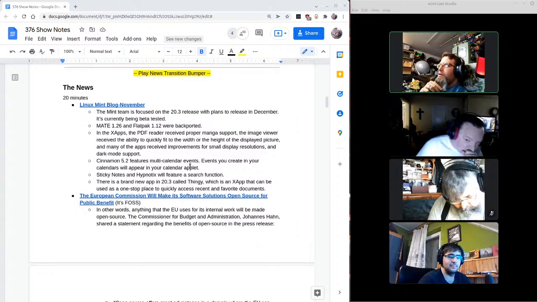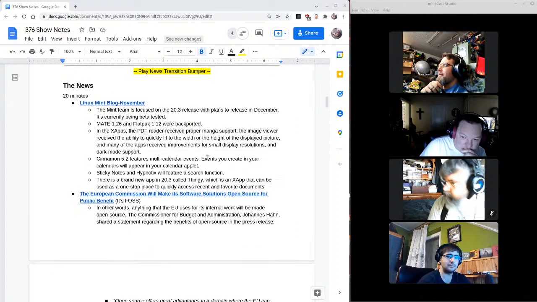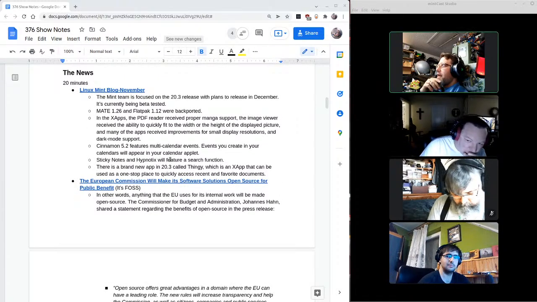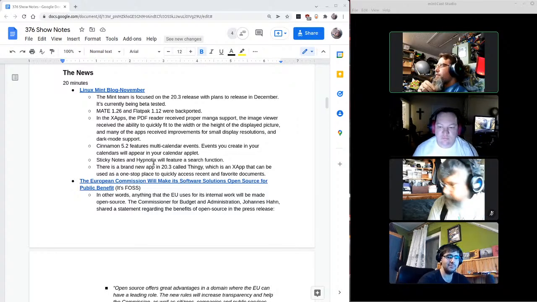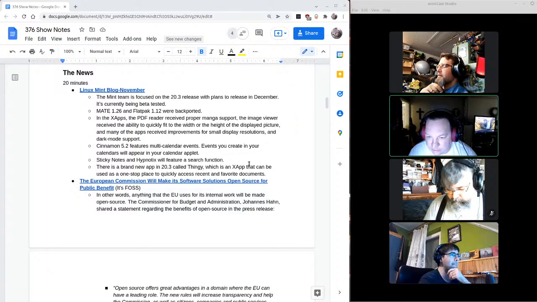Cinnamon 5.2 features multi-calendar events. Events you create in your calendars will appear in your calendar applet. Sticky Notes and Hypnotix will feature a search function. Now that's nice. There is a brand new app in 20.3 called Thingy, which is an XApp that can be used as a one-stop place to quickly access recent and favorite documents. Well, looking forward to that for sure.